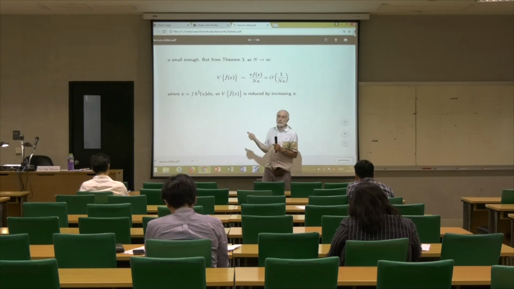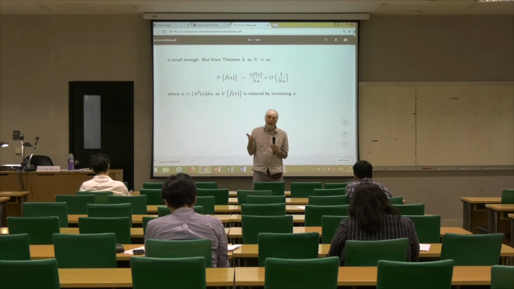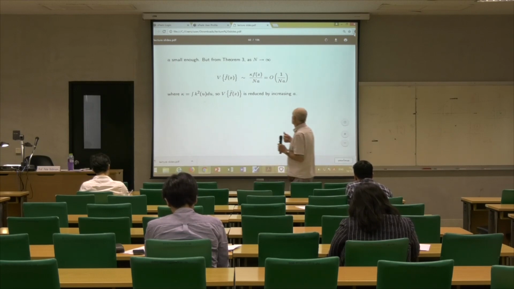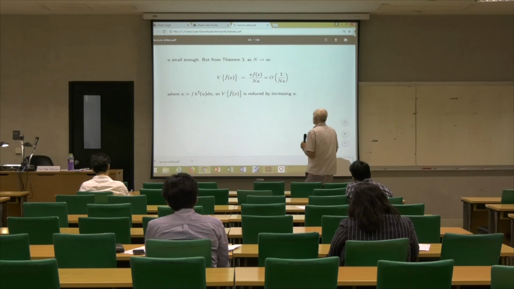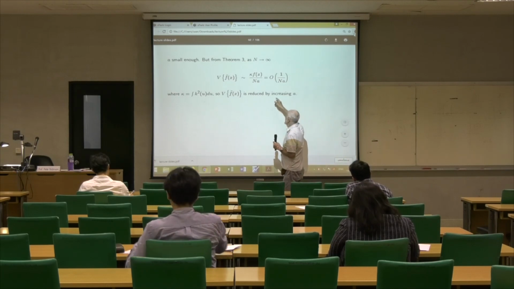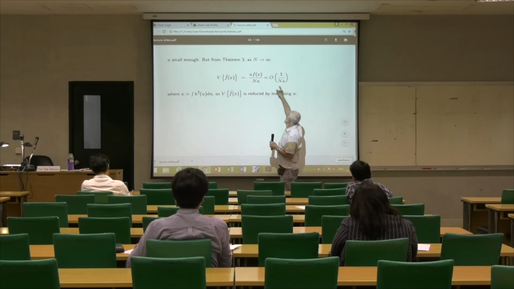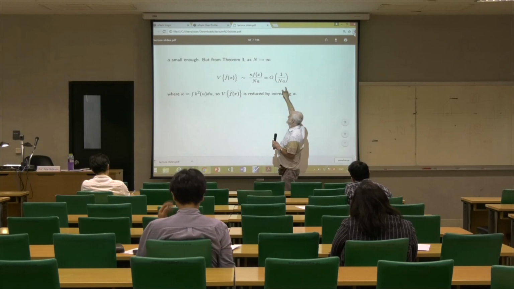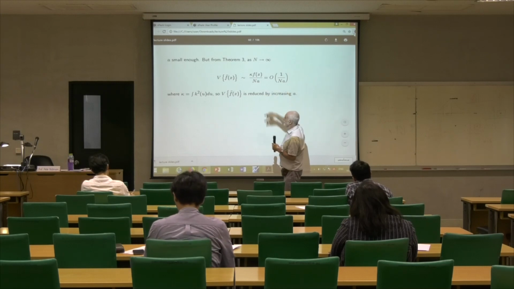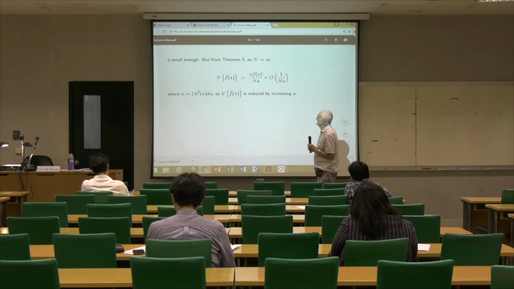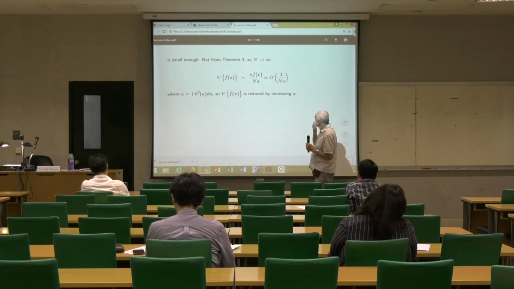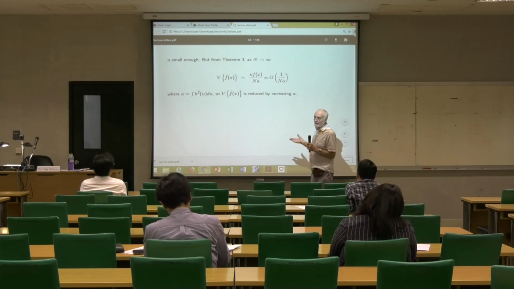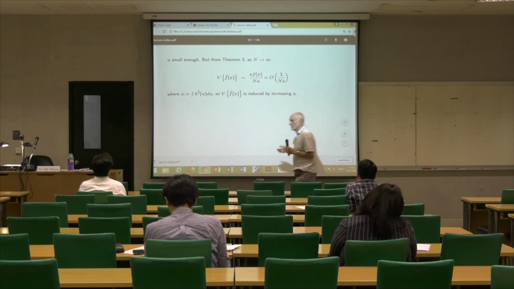So that explains, to some degree, why we need that kind of condition. The point is, though, that the main thing is the dependence on NA. So this is of order 1 over NA if you ignore the other factors, which are bounded. On the other hand, we make the variance smaller by increasing A, not making it too small.